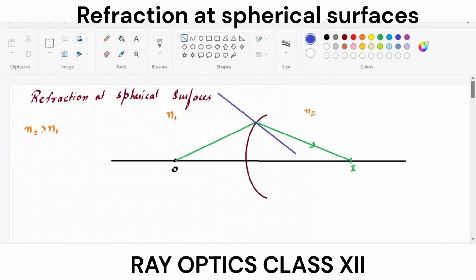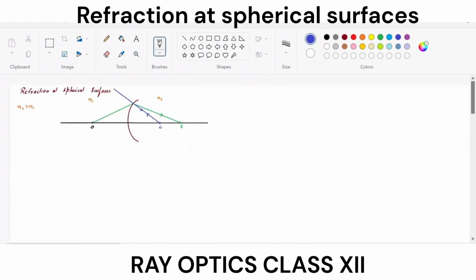Let's draw a normal. So the normal will be perpendicular to this surface, and it will go and hit the principal axis at which point? Always at the center of curvature. So center of curvature rays are like this, we know that. They go undeviated, and they fall on the surface perpendicularly, at 90 degrees. This is the center of curvature.